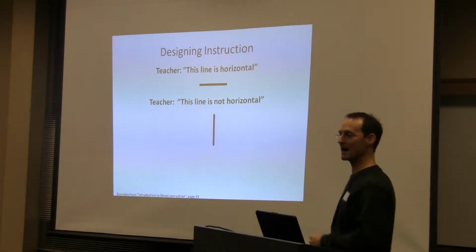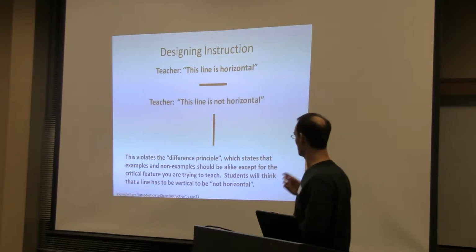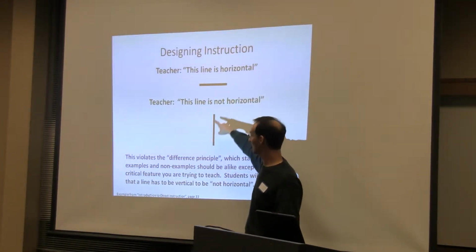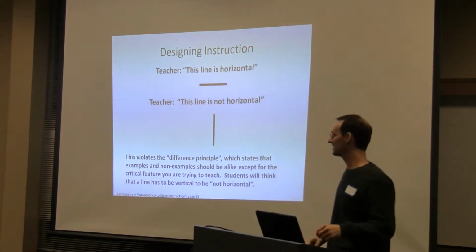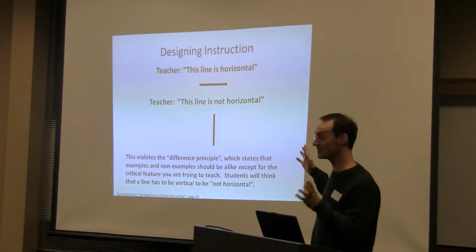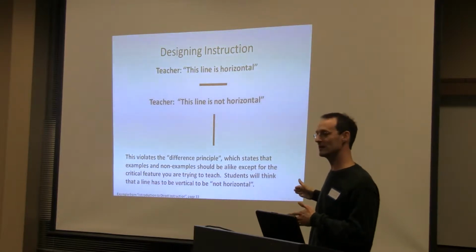There's nothing in the middle. We haven't shown the full range. So the idea here is it violates the difference principle, which states that examples of being horizontal and examples of not being horizontal, in other words, a non-example, should be alike except for the critical feature that you're trying to teach. In other words, you're trying to teach horizontalness, right? So students will think that a line has to be vertical to be not horizontal.